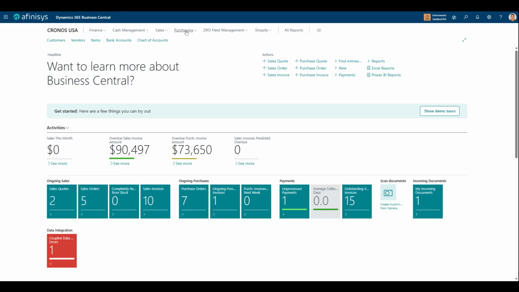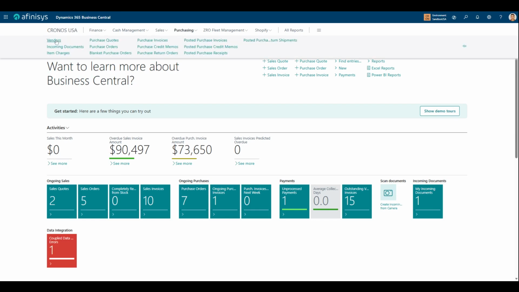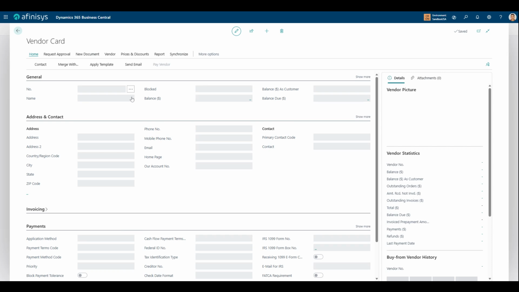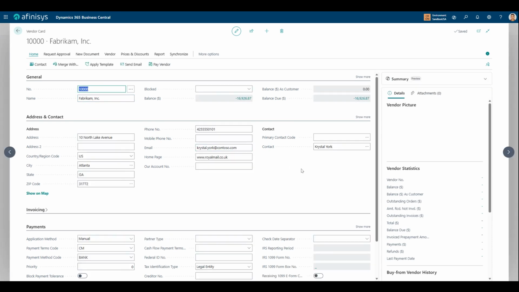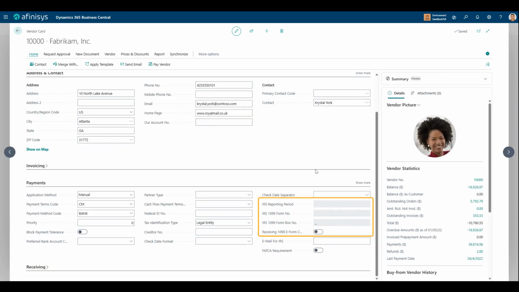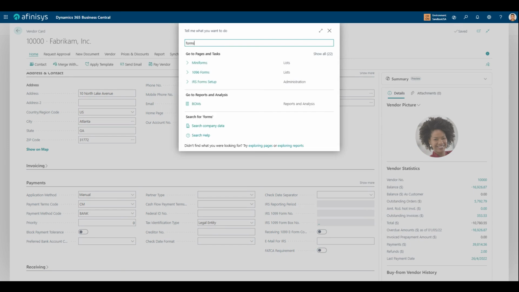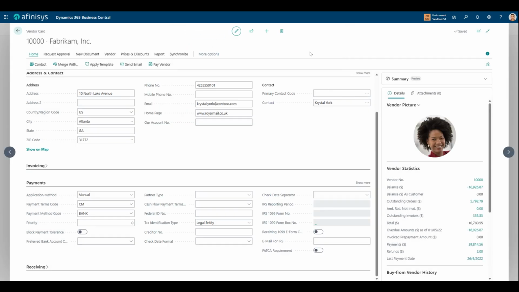Second, 1099 reporting. If you work with independent contractors or vendors, the IRS requires 1099s. In Business Central, you flag which vendors need a 1099 right on the vendor card, and from there the system tracks the payments for you. At year-end, it calculates the reportable amounts and produces the forms, 1099-NEC for contractor payments, 1099-MISC for rents, royalties, and other income, in the exact format the IRS expects. No December scramble trying to remember who qualifies.